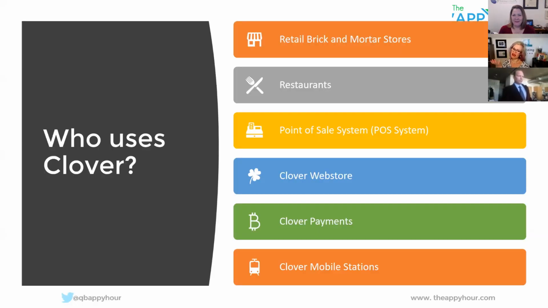And so the type of businesses that we see using Clover are those brick and mortar stores, those restaurants, anybody who's using a point of sale system. There are some Clover web stores that are available, and then you can take your Clover payments. So we were talking about that sometimes there's Clover payments, or there's payments that exist outside of your point of sale system, but Clover, we know that it can integrate and pull in those payments. And then also we have the Clover mobile stations.